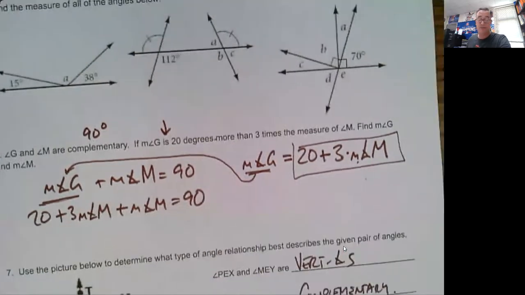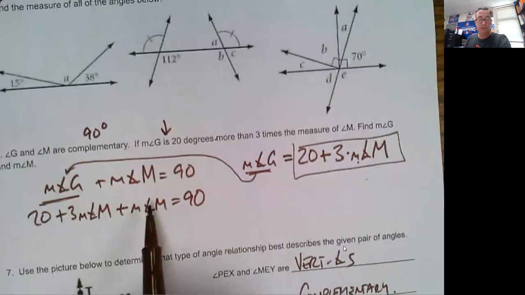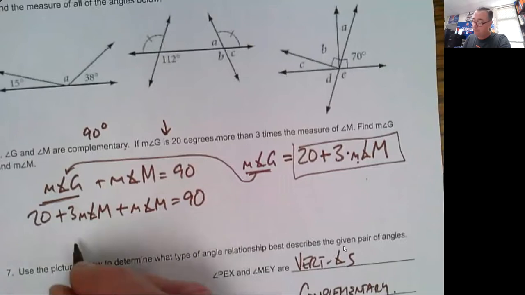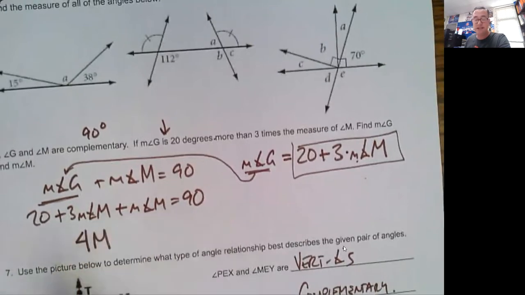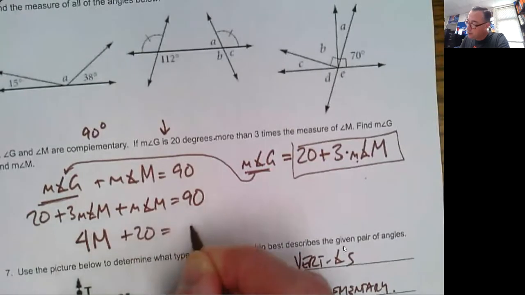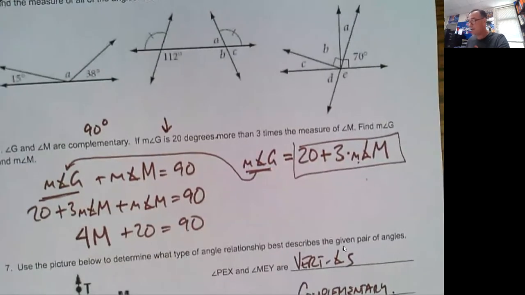Now I have an equation. The variable is M. So I've got 3 and 1. That's 4M. Notice how I changed it so it's not the measure of angle anymore. Plus 20 is equal to 90. Of course, they're going to give you one of these.